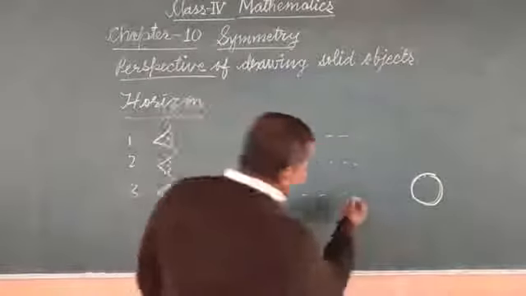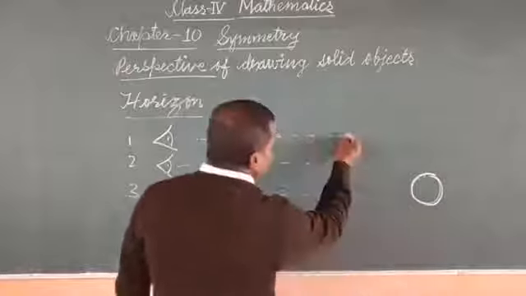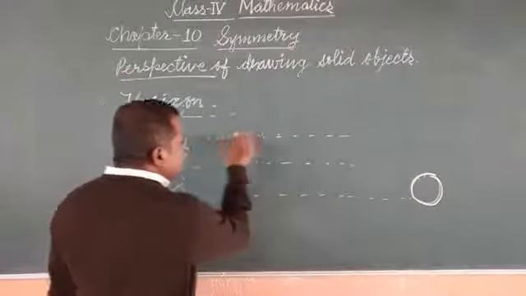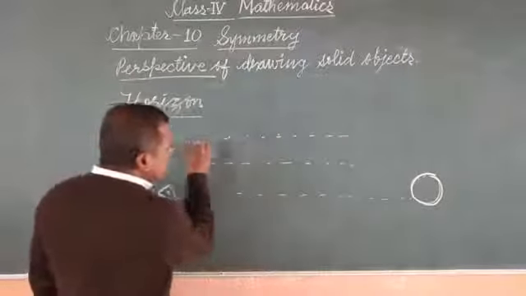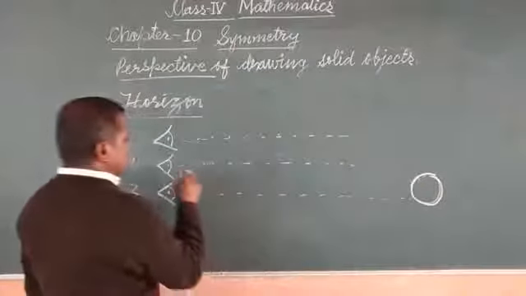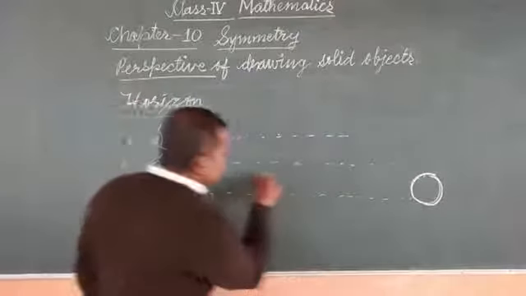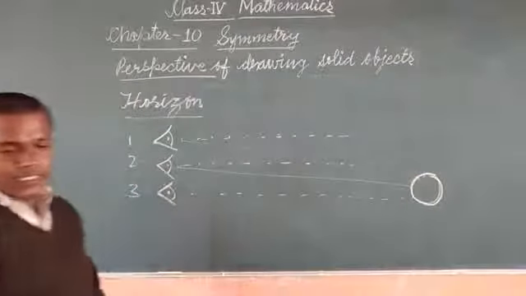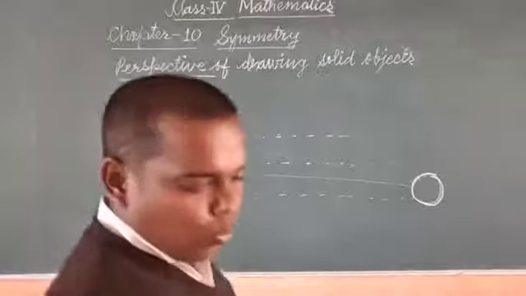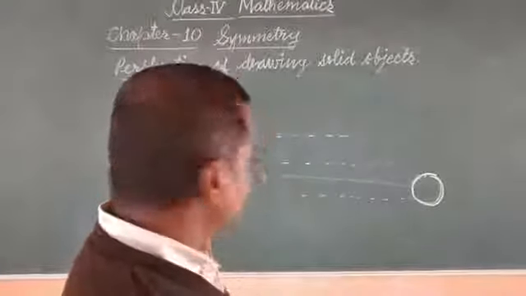This one also will see the object. This one also will see the object, but it is a horizon. But when he has to see the object, he will see like this. This line is the horizon line for him. Okay. So what does it mean?